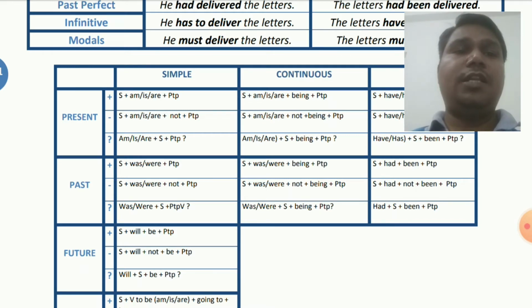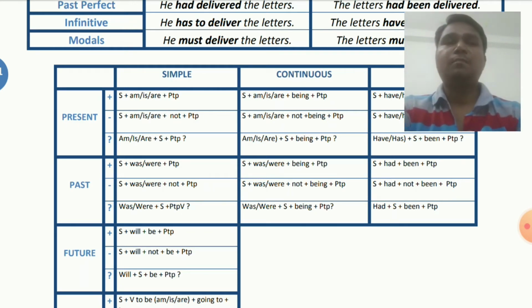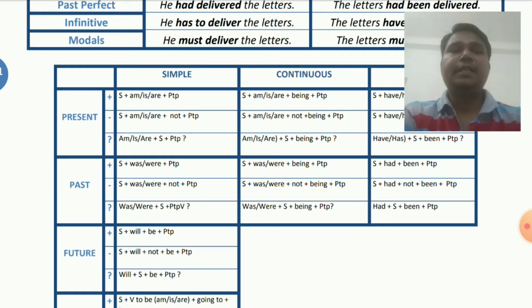Now let's see the past continuous tense. Subject plus was or were plus being plus past participle. This is past continuous tense, affirmative. Now let's see the negative. Subject plus was or were plus not plus being plus past participle. To make the interrogative, you have to use the format, that is, was or were plus subject plus being plus past participle plus question mark. These are the formations of the past continuous tense.